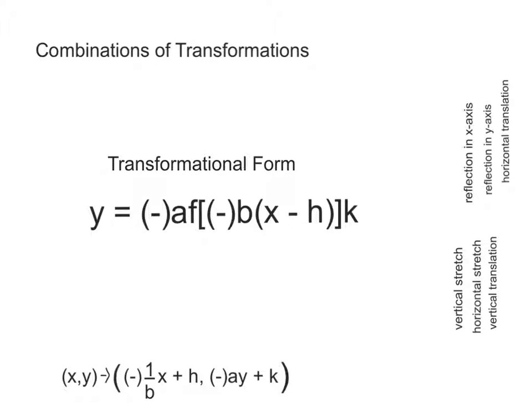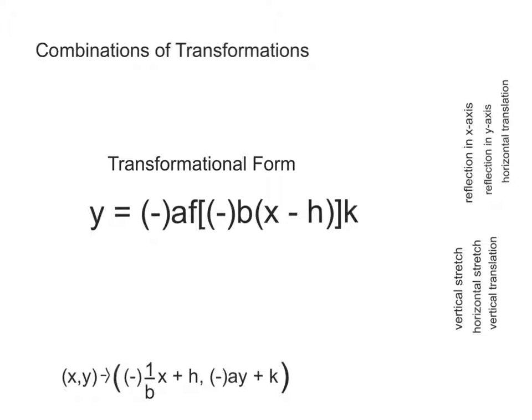In order to talk about transformations, we need to have our equation in transformational form. So it needs to look something like this. Y equals, this negative is in parentheses because maybe you have it, maybe you don't. But if you're going to have a negative, that's where it could be, or here. And then a f of b, and then in brackets, x minus h.